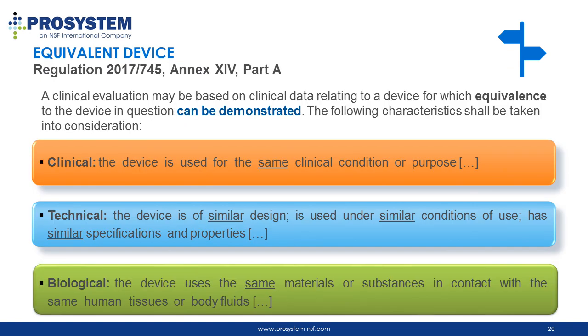After considering the previous explanations, it is now the time to evaluate if an equivalence route is indeed an option. Let's have a look at the requirements to demonstrate the equivalence of a device. According to Annex 14, Part 3 of the regulation, equivalent devices should share clinical, technical, and biological characteristics. Basically, most clinical and biological characteristics should be the same, and most technical characteristics should be at least similar.